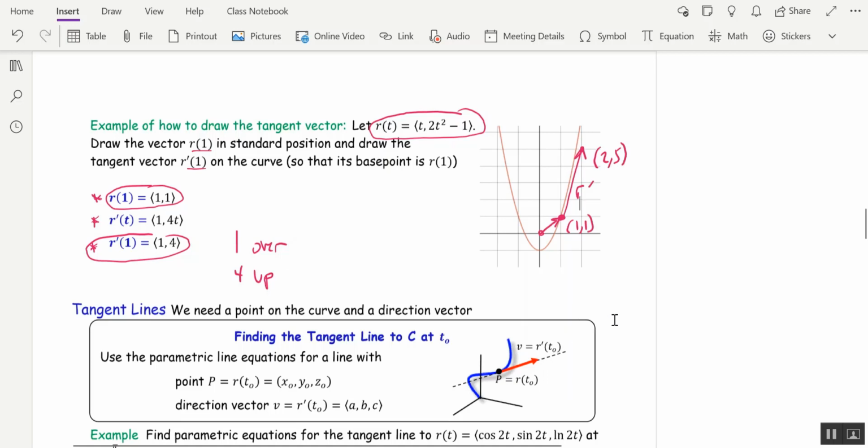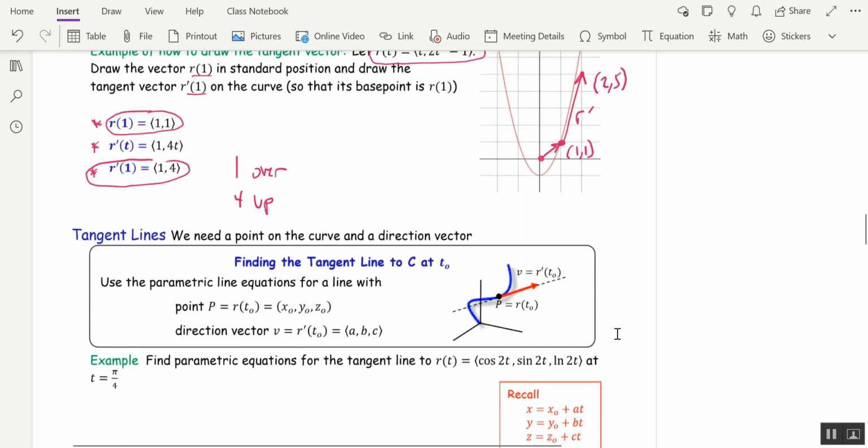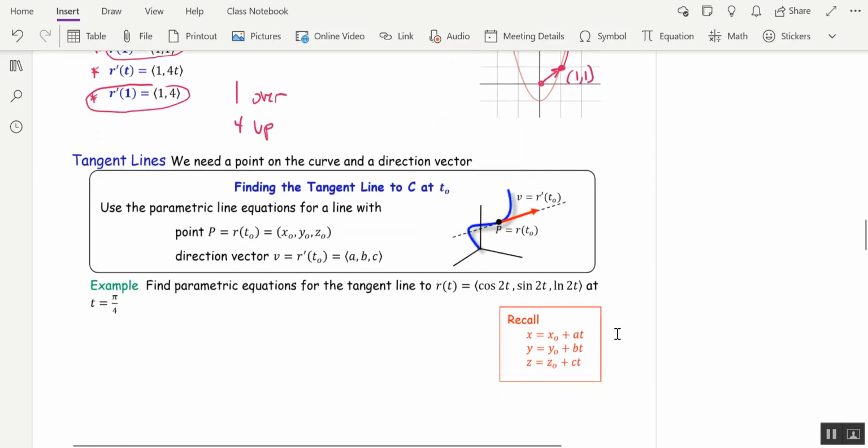All right, so if you want more than a tangent vector, if you want a whole tangent line, that's super easy because the direction vector of a tangent line is simply the tangent vector. You compute r prime of t naught, and that'll be your direction vector, and your base point is r of t naught. And so here are our parametric equations for a line, and let's do an example.